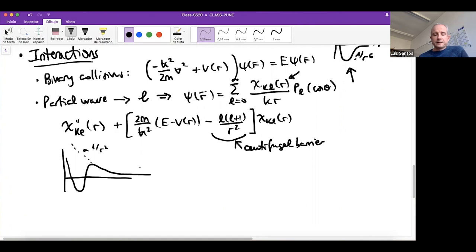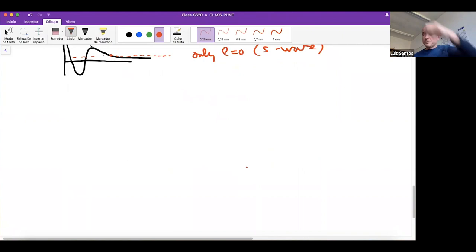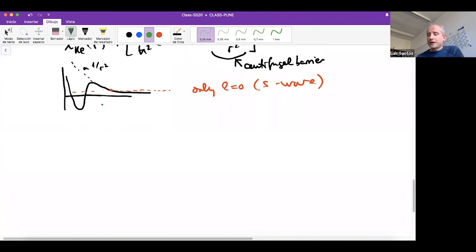Now, if the energy of these incoming particles is very low, say here, this means that they never penetrate to this inner core and they don't see the interactions. So this means that for low energies, only L equals zero, which is called the S wave, plays an important role in the scattering. And this is very fortunate because this means that you don't need to know the whole system, you just need to know actually one parameter. Because in S wave, the scattering amplitude is basically minus this number, which is a length, which is the scattering length.